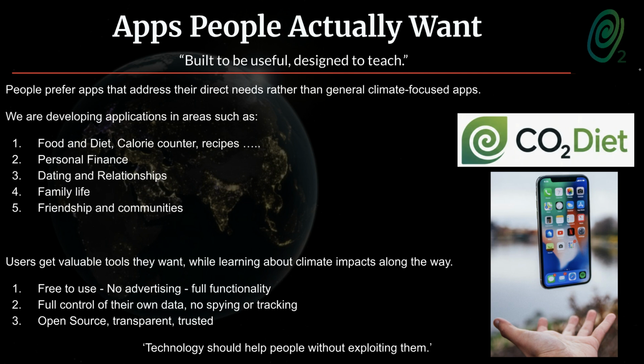The areas we're working on are, for example, food and diet. That's where we start first, because that's really important for the project, because food and diet has a big impact on global warming and CO2 in the atmosphere. So there will be calorie counter, recipes and so on. Personal finance, dating and relationships, family life, friendships and communities, all areas where, for example, data is very important, and data security and that it's trusted is a very important thing.